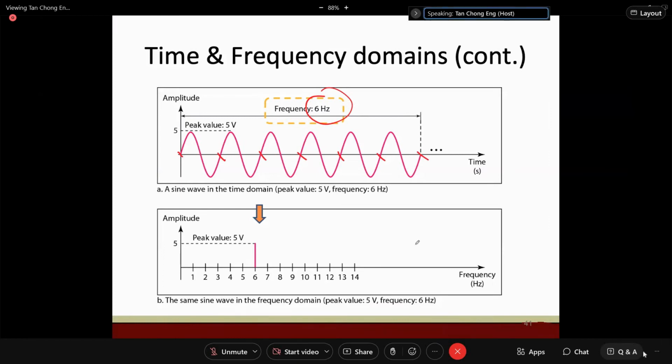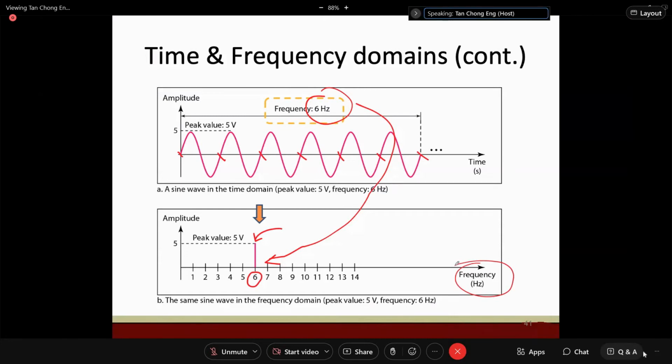But if you flip this signal around and represent it in the frequency domain, what you're going to see is only this line, which indicates 6, because the frequency is 6. So what you are seeing is this one, 6, and this is in the frequency domain. Right. So this is how people do signal analysis, both in the time and frequency domain. Sometimes it is more useful to look at the time domain type of graph, and sometimes it is more useful to look at the frequency domain type of graph, especially when you want to do frequency analysis.